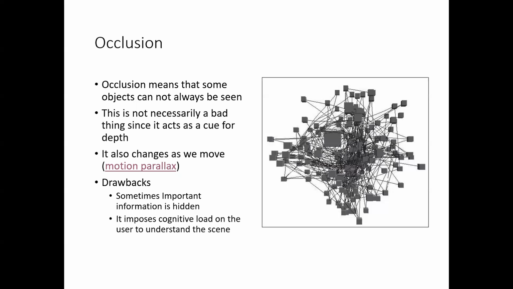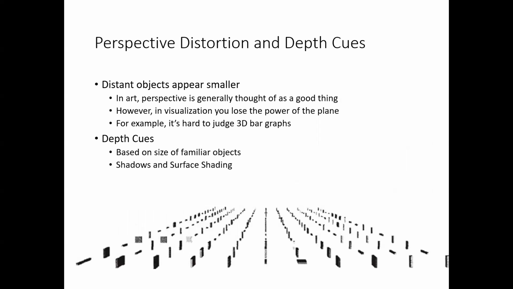Another problem with 3D is occlusion, and that means that some objects cannot always be seen. This isn't necessarily a bad thing since it acts as a cue for depth. It also changes as we move. So things that are closer to us tend to move by faster than things that are further away from us. That's a concept known as parallax. And some important information can be hidden with occlusion, and it imposes a cognitive load on the user in order to understand the scene.